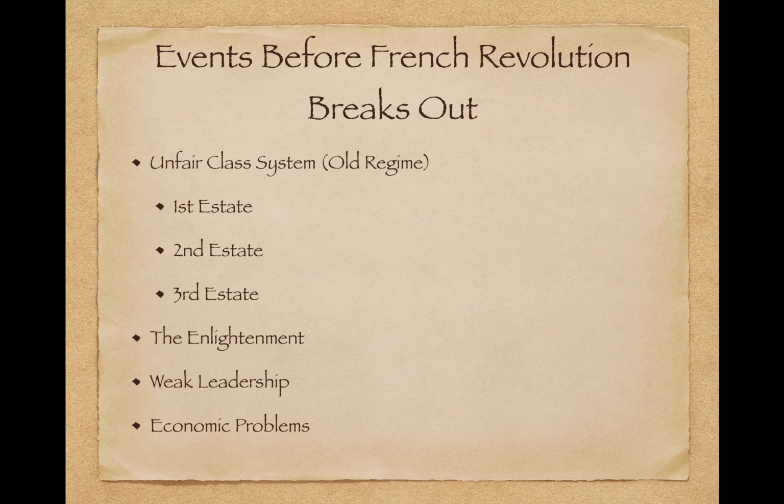And finally, last but not least, huge, huge economic problems in France. We should all remember that France has fought in several wars before the revolution breaks out. They helped us fight in the Revolutionary War against Great Britain. They also fought in the French and Indian War against Great Britain. And we should know that wars cost lots and lots of money. So France is in huge, huge debt, not to mention that France is also going through a really, really bad harvest season for crops. They experience a huge drought.